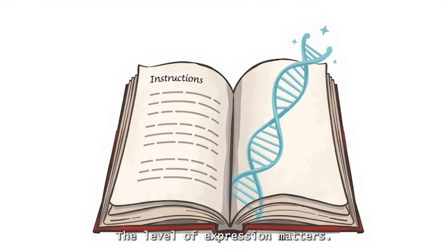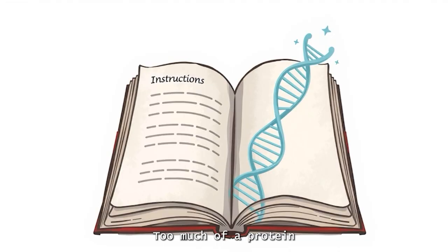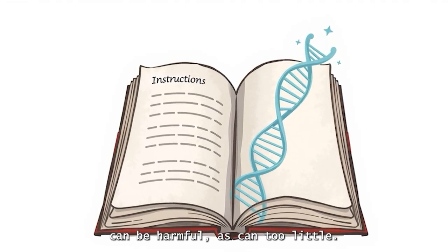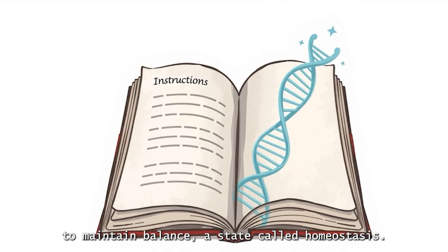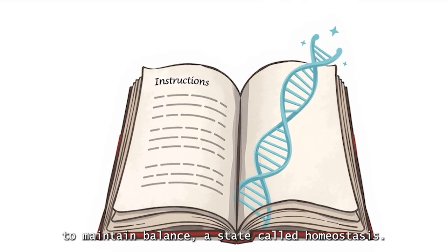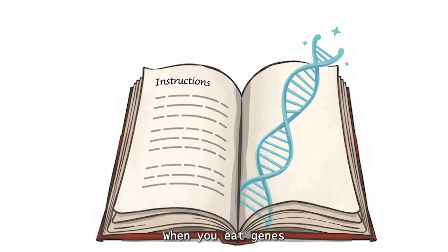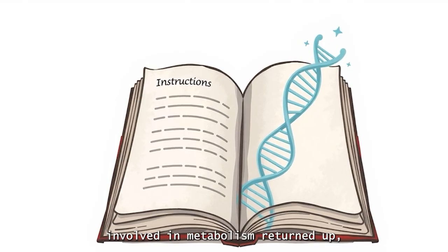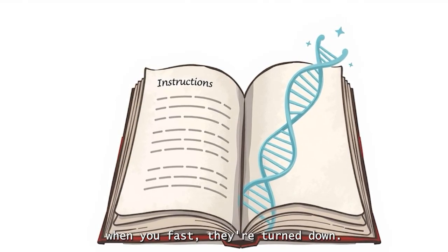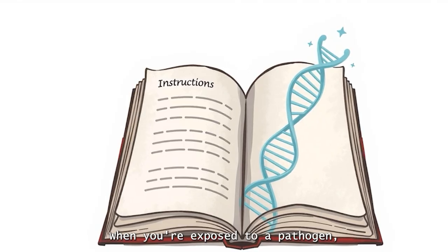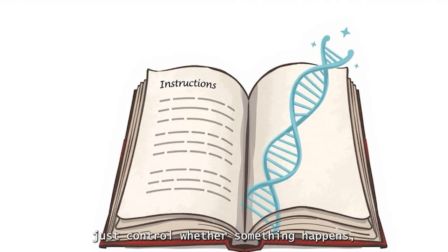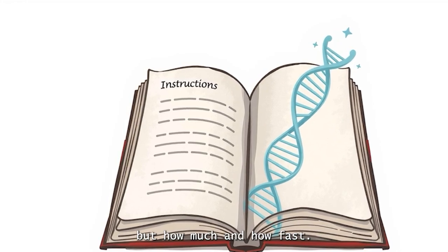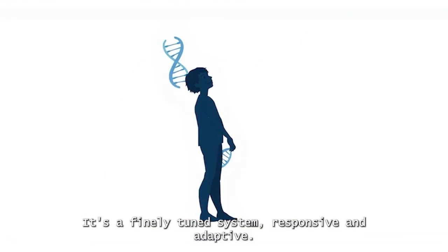The level of expression matters. Too much of a protein can be harmful, as can too little. The body constantly adjusts gene expression to maintain balance, a state called homeostasis. When you eat, genes involved in metabolism are turned up. When you fast, they're turned down. When you're exposed to a pathogen, immune genes ramp up. DNA doesn't just control whether something happens, but how much and how fast. It's a finely tuned system, responsive and adaptive.